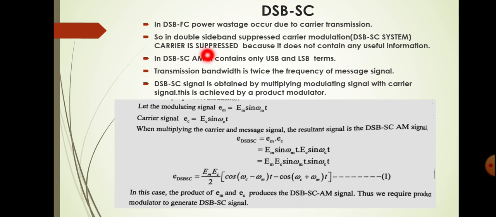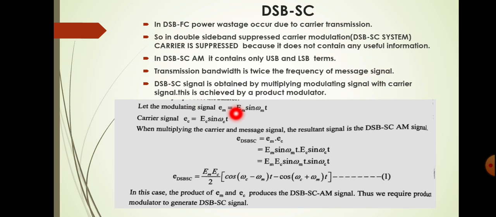So we are only transmitting the upper sideband and lower sideband of the modulated wave. In this case, the transmission bandwidth is twice the frequency of the message signal, which is the same as in the case of ordinary DSBFC systems. In the DSBSC system, the modulated wave is obtained by multiplying the modulating signal, that is the information signal, with the carrier signal. The carrier signal is a high frequency signal, and usually this multiplication is achieved by a product modulator.